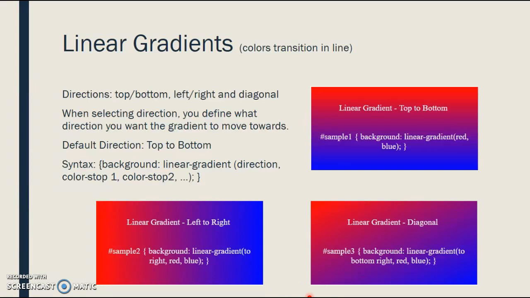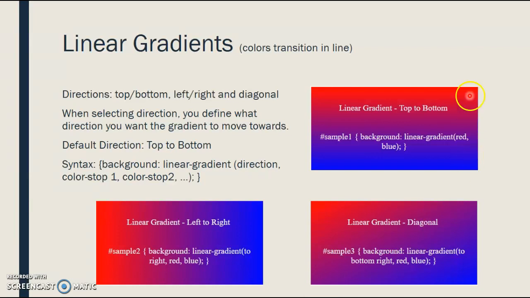So there's two basic types of gradients. One is a linear gradient, which is the first one we're going to talk about, and that's where it's doing that color transition or gradient in a line. And that could either be a vertical line, a horizontal line, a diagonal line. By default, it's going to build your gradient from top to bottom.